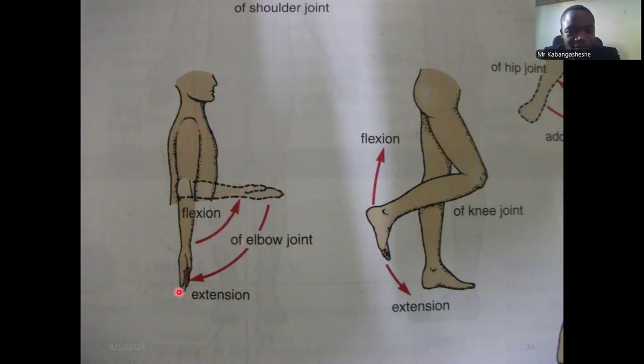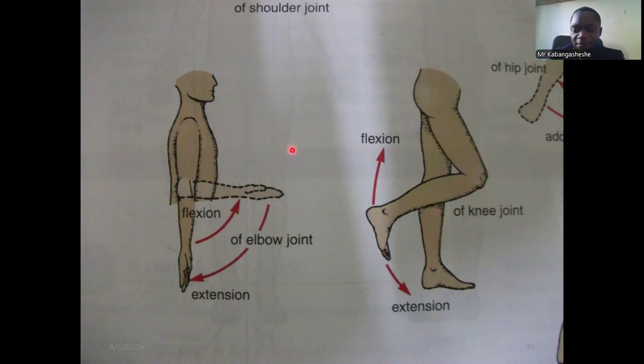So straightening of the joint is called extension. So you can see this arm is extended and here the joint bends. So that is flexion. Same with the knee. This is a knee joint. That is the ankle joint. So bending at the knee joint is flexion. Straightening like this other leg is straight.